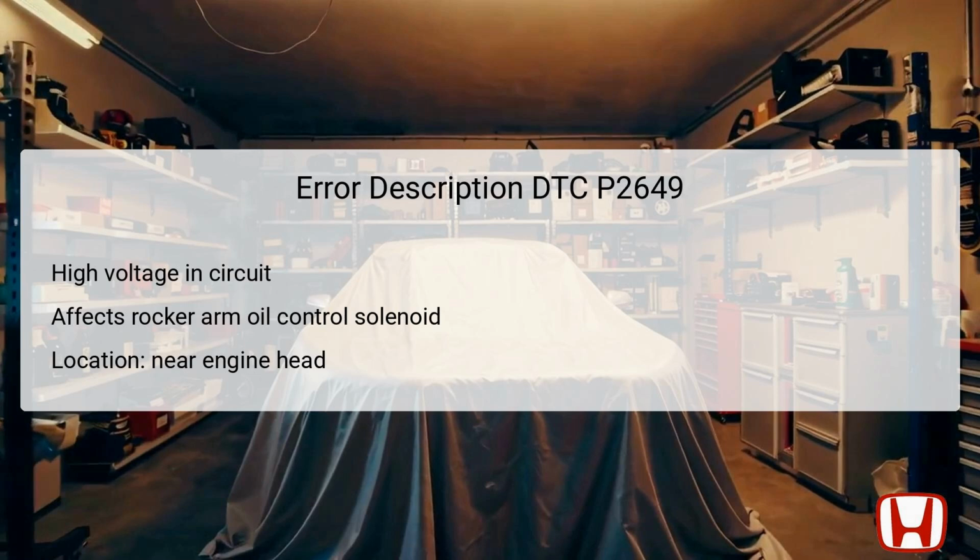Anomalies in voltage can lead to the solenoid's failure to activate properly, impacting the engine's ability to adjust the valve timing. Understanding this error code is critical for troubleshooting, as it directly relates to performing necessary repairs to the VTEC system and ensuring the engine operates as intended.